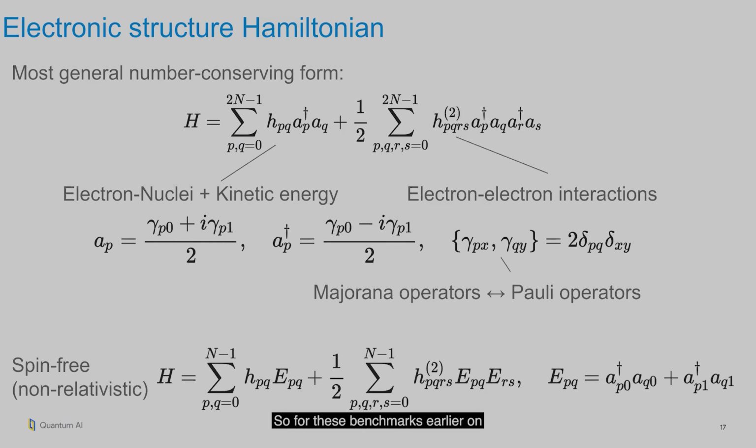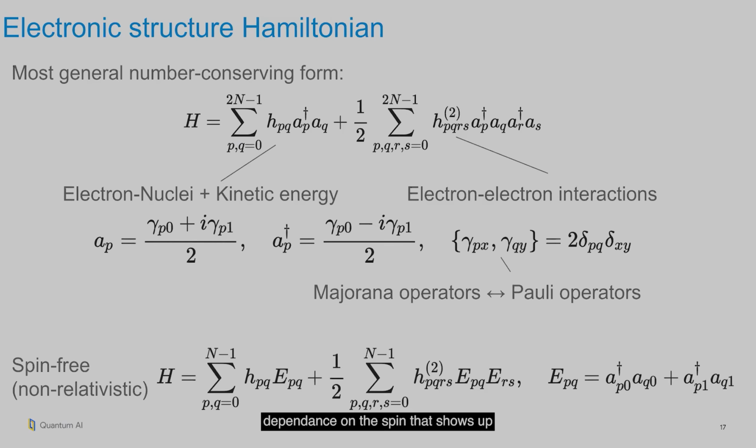So for these benchmarks earlier on, they're actually slightly simpler than this most general form. They are Hamiltonians that you obtain from applying non-relativistic quantum mechanics. So in that case, there's an additional index here, the spin. I didn't write the spin here. Oh, I wrote the spin here.